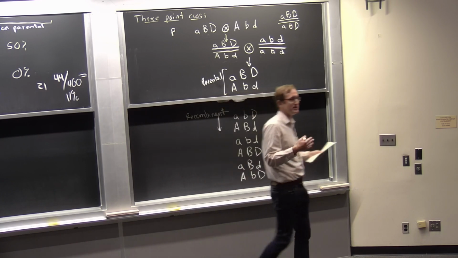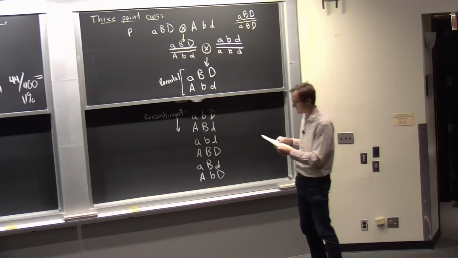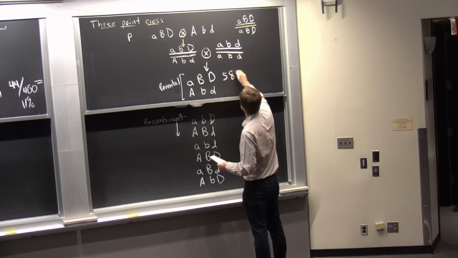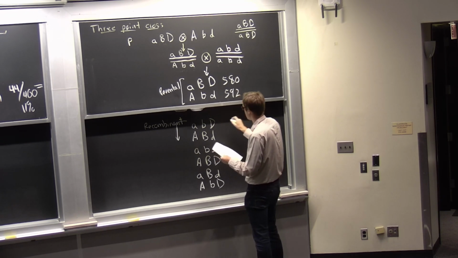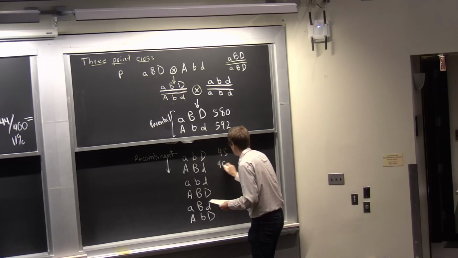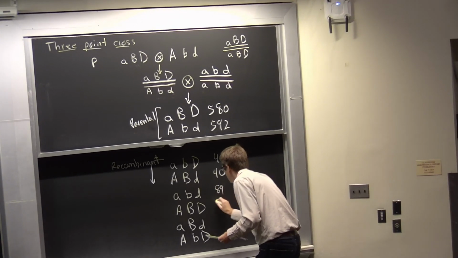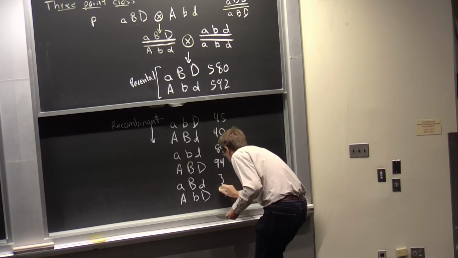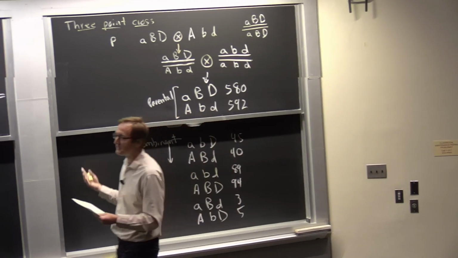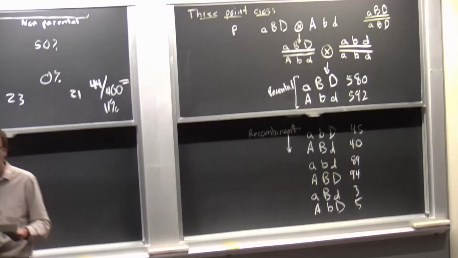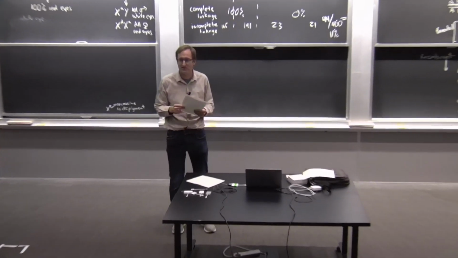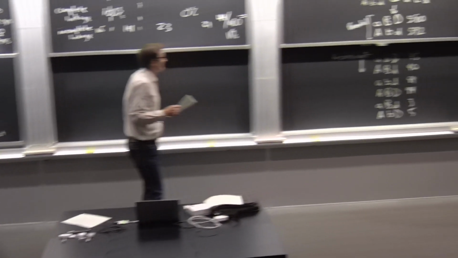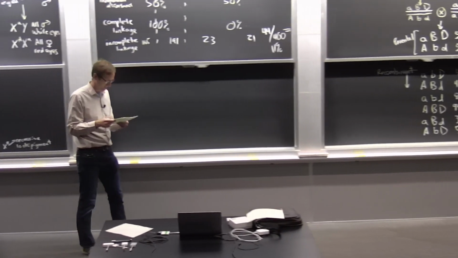And so now I'm going to give you data from a cross with 3 such genes. So you might get 580 individuals that look like this, 592 like this, 45 and 40, 89, 94, 3, and 5. Okay? So this is data that is, I believe, from fly genes. I've just ignored the fly nomenclature because it's confusing and just given them lettered names, okay? But this reflects data from some cross somewhere.